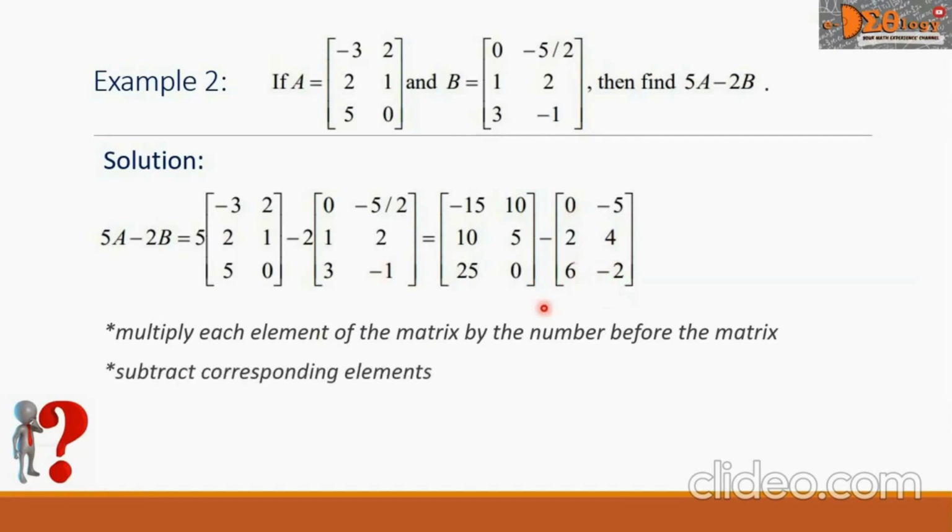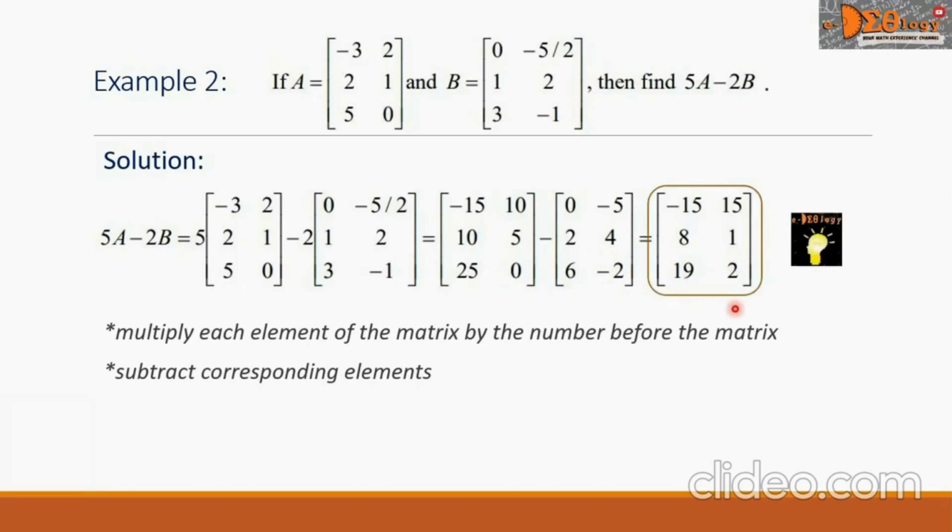And from here, we're going to subtract corresponding elements. So we have now this matrix: negative 15 minus 0, negative 15. 10 minus negative 5 is positive 15. 10 minus 2 is 8. 5 minus 4 is 1. 25 minus 6, 19. 0 minus negative 2, positive 2. This is the final answer.